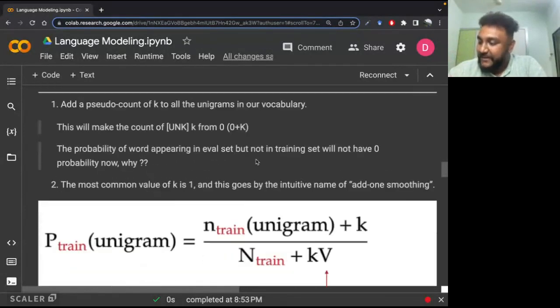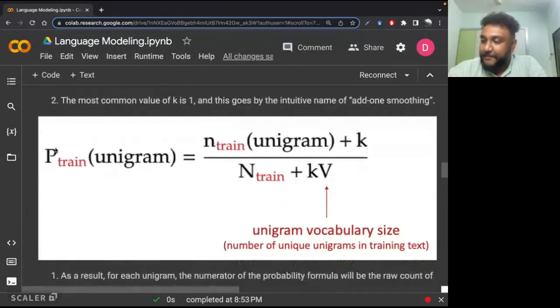Once you do that, see this. P train of unigram, where your unigram is unknown, is nothing but n train of unigram plus k, and your denominator now is going to be n train plus k times v, where v is the unigram's vocabulary size. Once we have this kind of a structure, we will use this to figure out what our unigram is. So the problem of having 0 probability for an unseen word is now fixed, because by default, the probability assigned to an unseen word is going to be k upon n train plus kv.